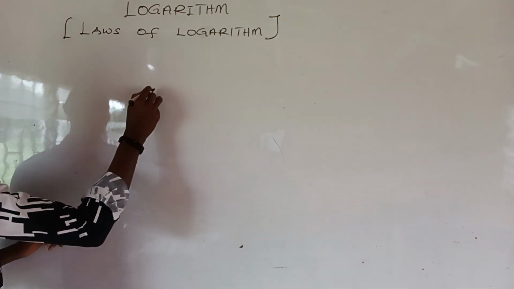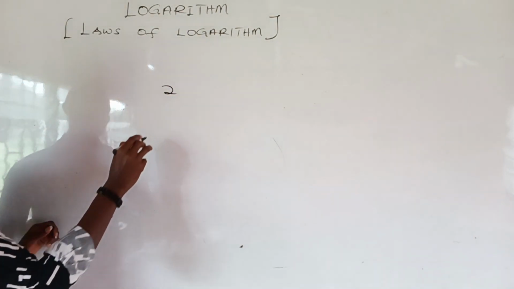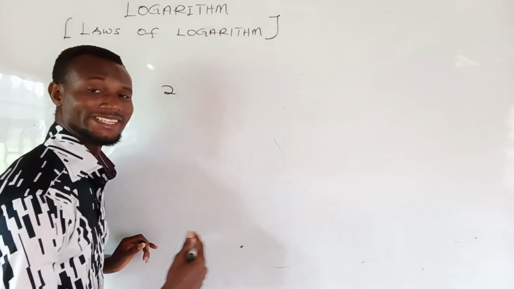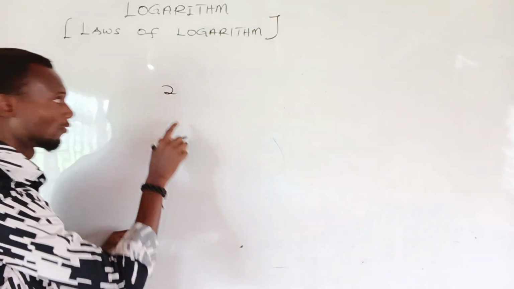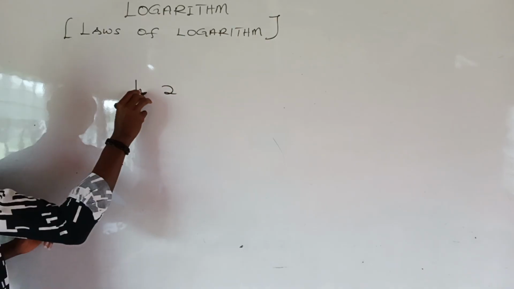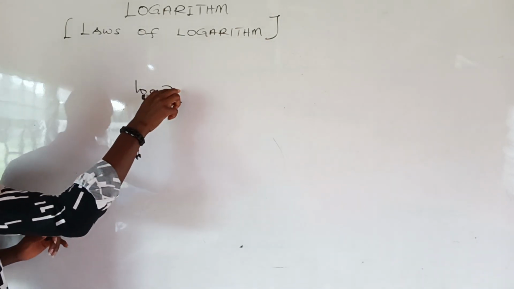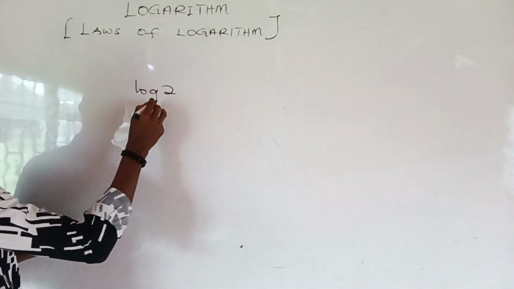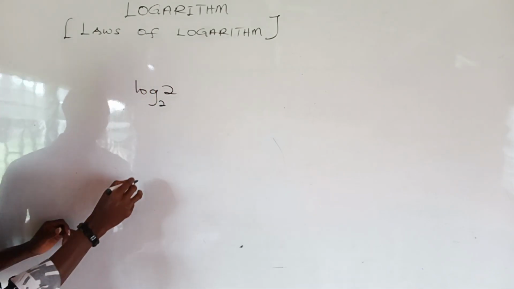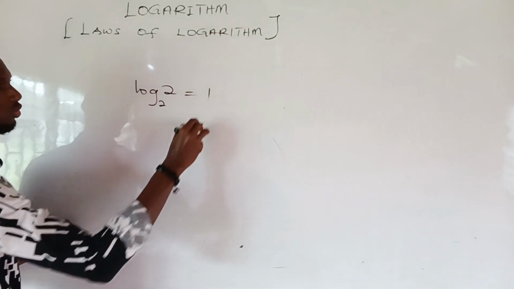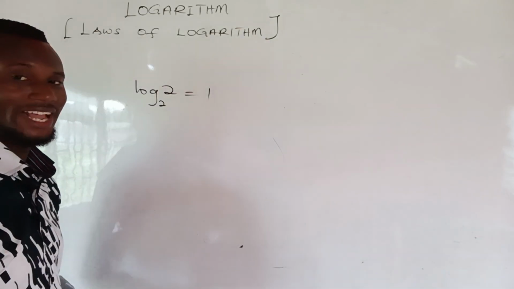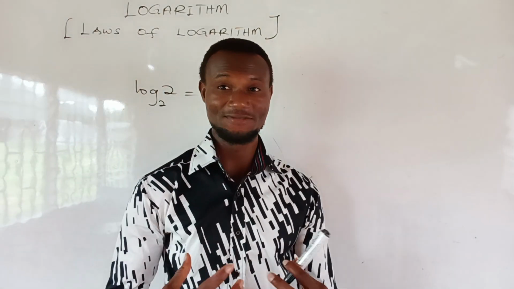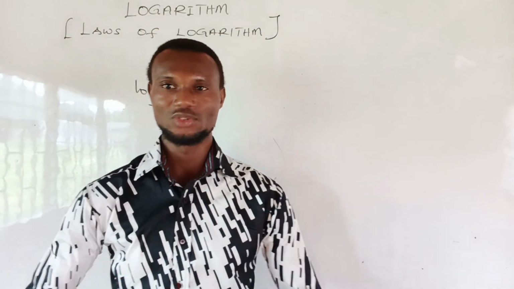So now, if I have 2 on the board, the definition is saying that the log of the 2 to the base of that same number. So I'm going to have 2 here as a base. It should be equal to 1. So that is the meaning of the definition that I just read to you.